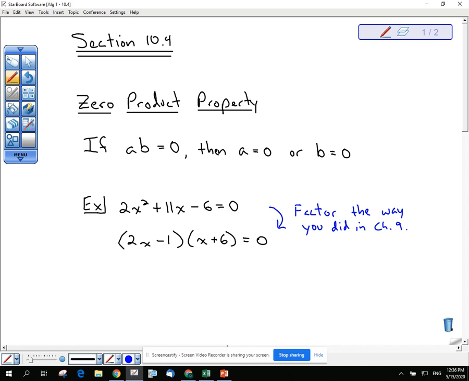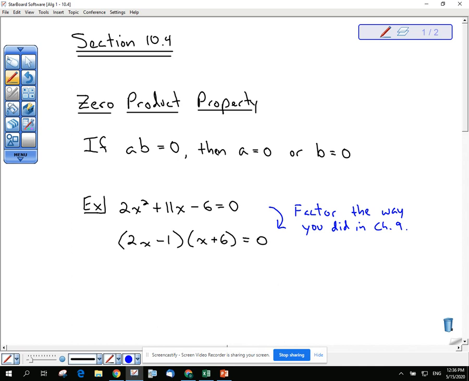Algebra 1, Section 10.4, solving quadratic equations using factoring. We begin with something called the zero product property. If I had to choose one thing that I thought was the most important thing in Chapter 10, this is it right here. And that doesn't mean it's the only important thing. There are tons of important things in Chapter 10, but if I could pinpoint one, this would be it. And the zero product property says if AB equals 0, then A equals 0 or B equals 0.